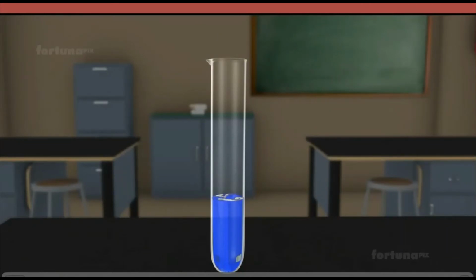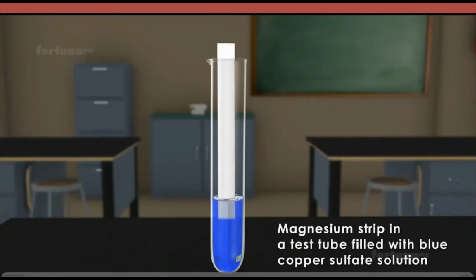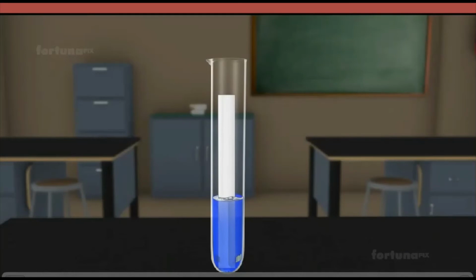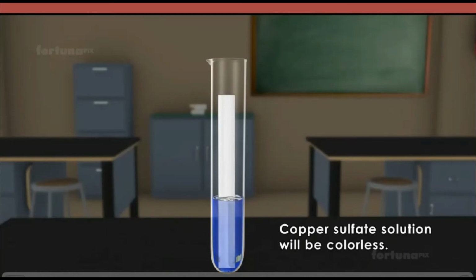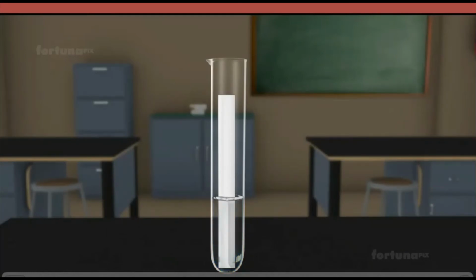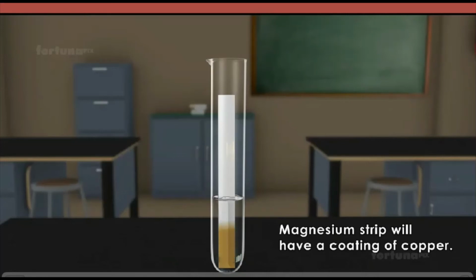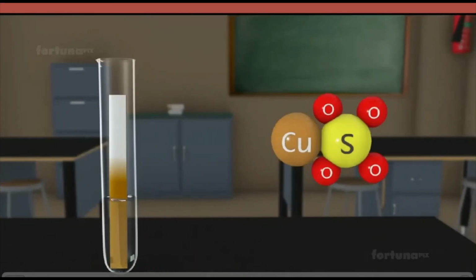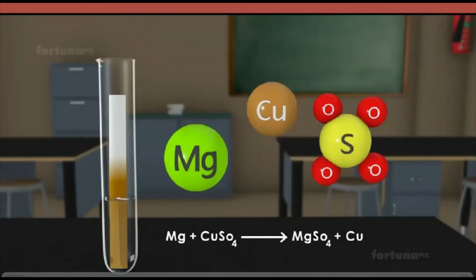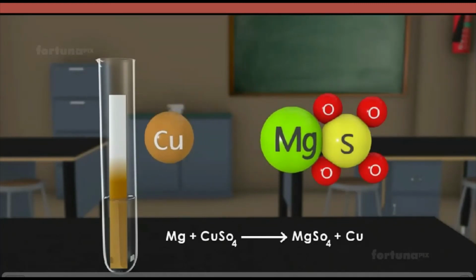We can watch this occur simply by placing a magnesium strip in a test tube filled with blue copper sulfate solution. Soon, the copper sulfate solution will be colorless, and the magnesium strip will have a coating of copper on it. Here, the magnesium cation has displaced copper.